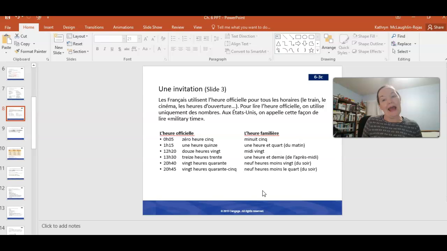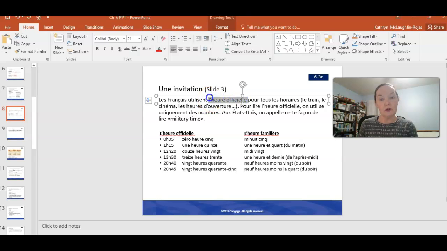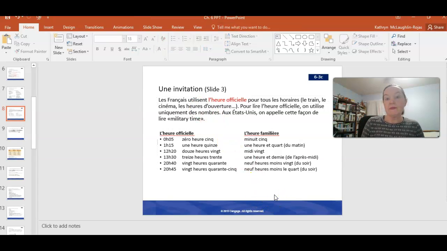But the thing is that after 12 o'clock, like in the afternoon, from 12 o'clock noon all the way up to midnight, people often use what we call l'heure officielle, especially for any sort of timetables, schedules. You're going to see l'heure officielle, or what we would call in English military time. So, les Français utilisent l'heure officielle pour tous les horaires. So, for all of the schedules. Le train, le cinéma, les heures d'ouverture. So, the times that businesses and stores and things like that open. So, you're going to see that military time very often.